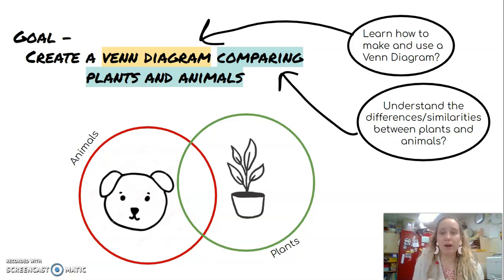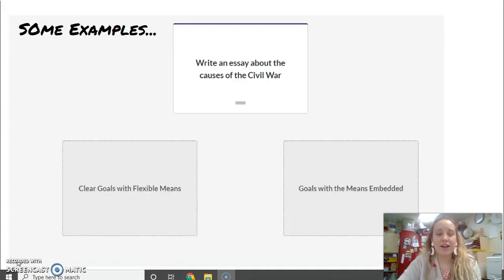They could write paragraphs about the differences and similarities. They could give a speech and talk about their dog versus their house plant, right? So there are a lot of ways that students could compare plants and animals without it being a specific Venn diagram. So here's another, more specific example.